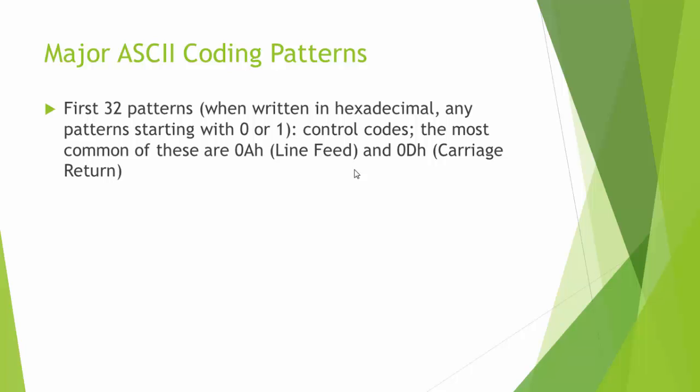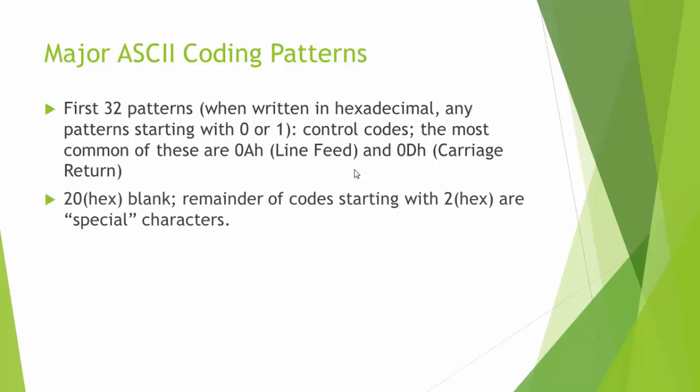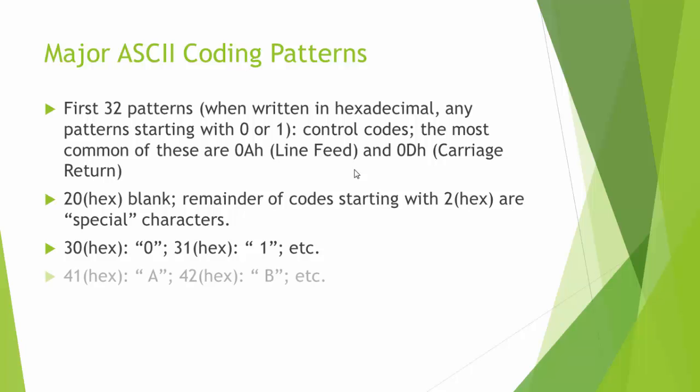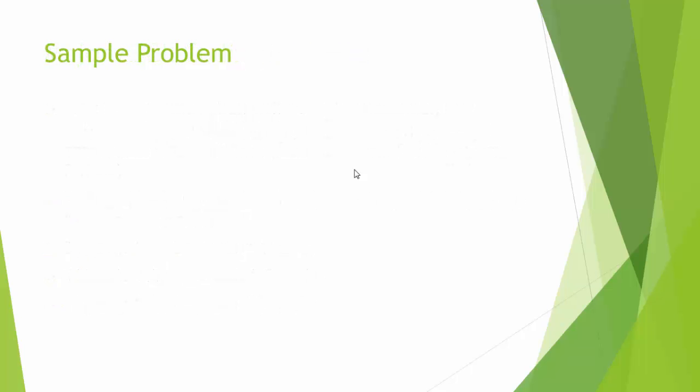There are some patterns that you can see in ASCII, like the first 32 patterns written in hexadecimal. That means anything starting with a 1 or a 0 are control codes, including line feed and carriage return. Anything starting with a 2 are special characters. Then you have numbers, capital letters, lowercase letters. So you can see these patterns, and you can certainly decipher those if you look through the lookup tables that have been provided.